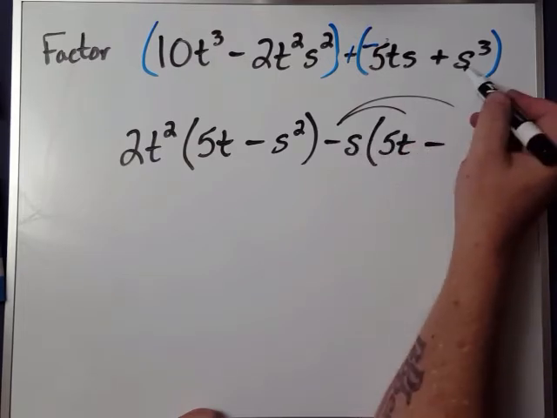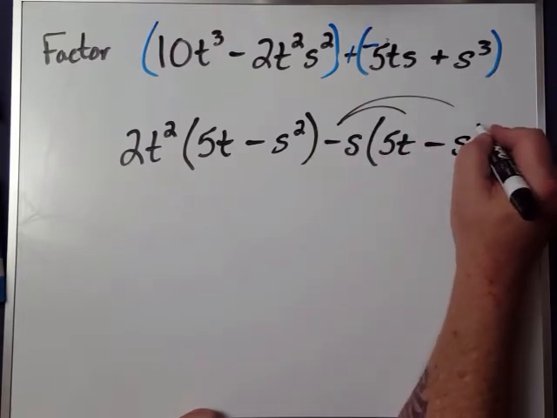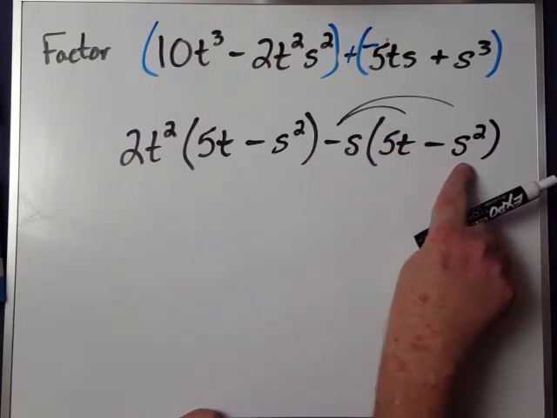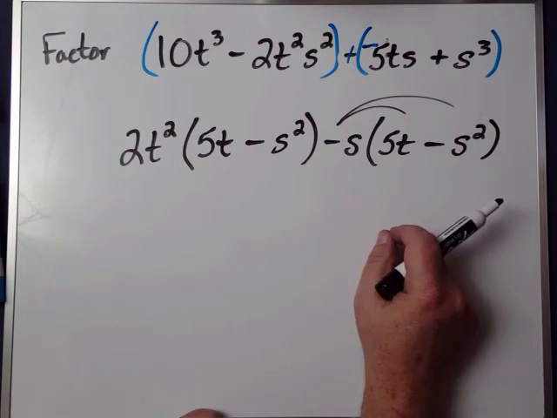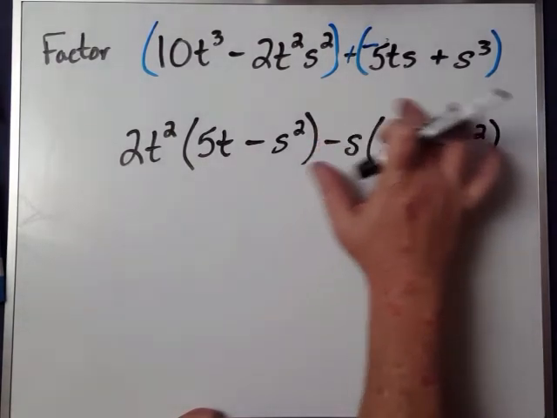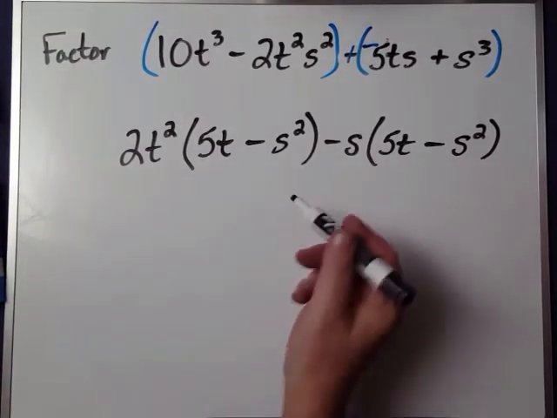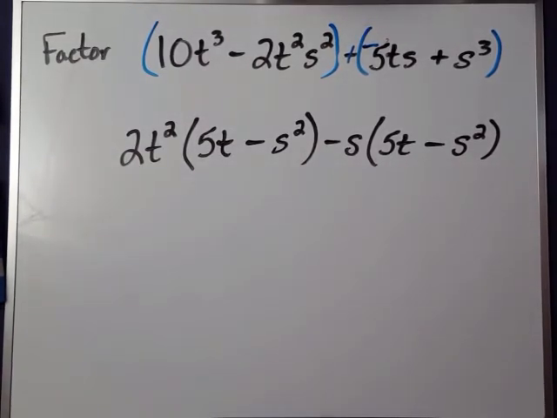And if I pull a single s out of s cubed, it leaves s squared. Double check, distribute back in. Does it return the original 2 terms above it? That works. And my binomial factors match up. Now, if you want to finish this off, go ahead and pause, and then we'll compare.